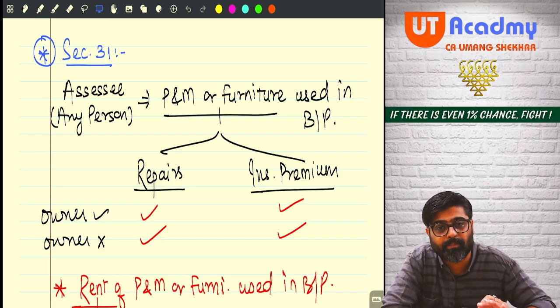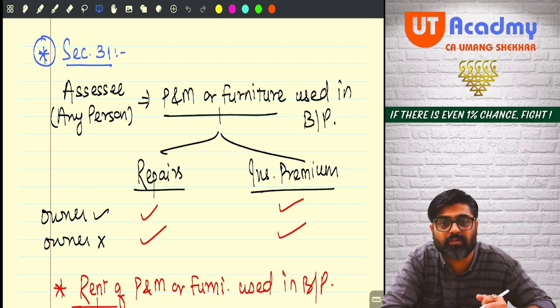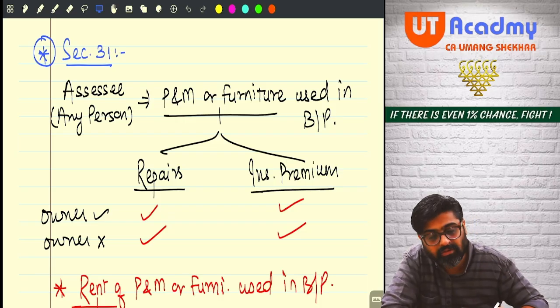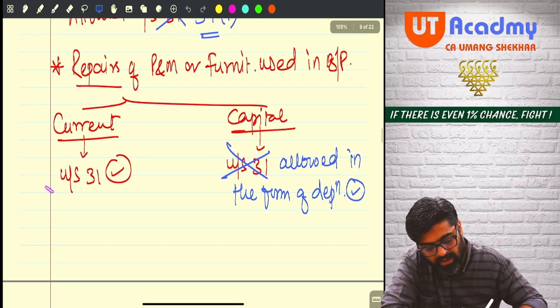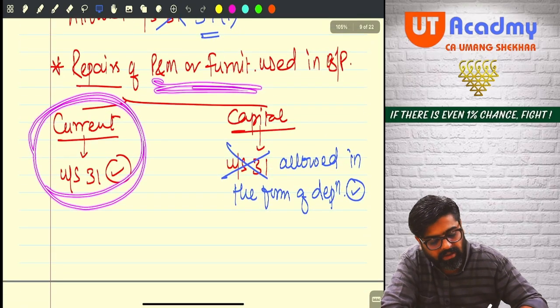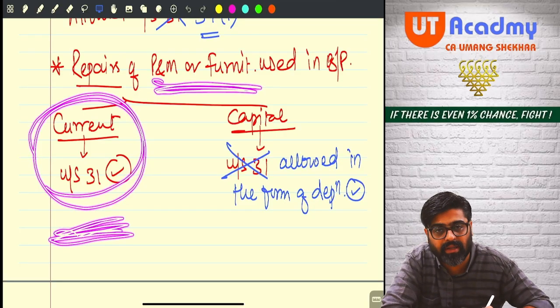So all the repair costs incurred to keep the plant and machinery and furniture in their working condition, where by incurring such repair cost the efficiency or the capacity of that asset does not increase, all such repair expenses are known as what? They are known as current repairs. So only the current repairs of plant and machinery and furniture will be allowed under section 31.